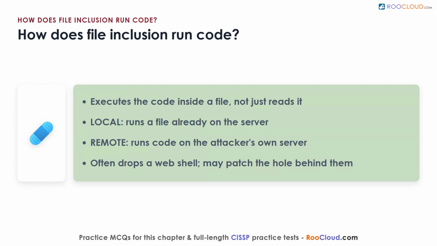Once attackers succeed, they often drop a web shell, a small interface that lets them run commands and read results right in the browser. Cunningly, they may even patch the original hole behind them, both to avoid detection and to lock out rival attackers. Think of a burglar who not only gets in but installs their own remote control, then quietly fixes the broken window to hide the entry.